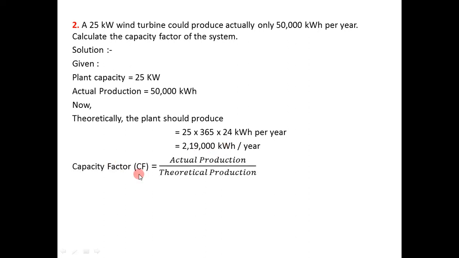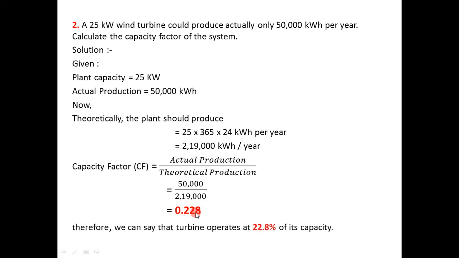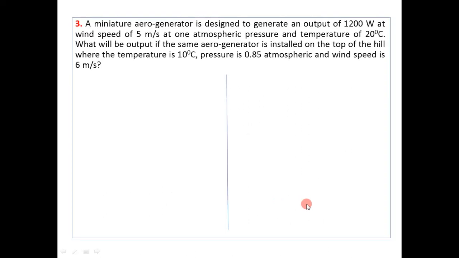As per definition, capacity factor is actual production divided by theoretical production, and it is 50,000 upon 2,19,000. So it's 0.228. Therefore, we can say that turbine operates at 22.8% of its capacity. Now, it's very important to note that if this factor is less than 12, we should not use that turbine. Next problem.